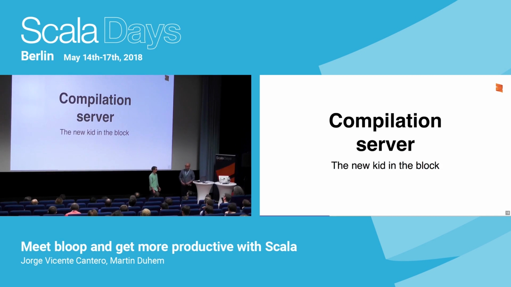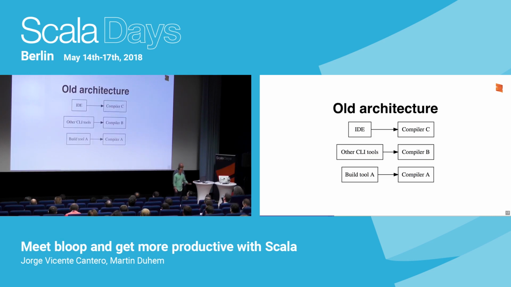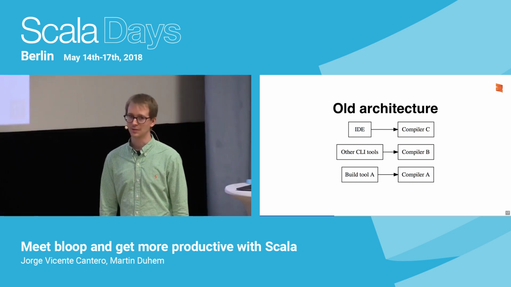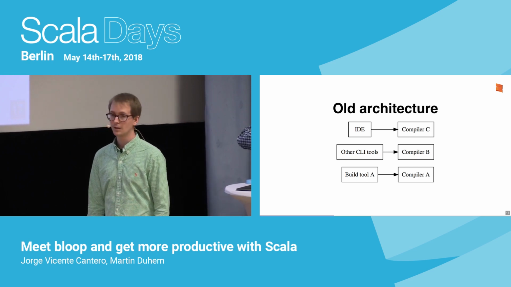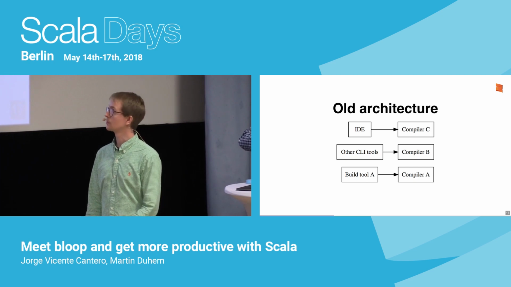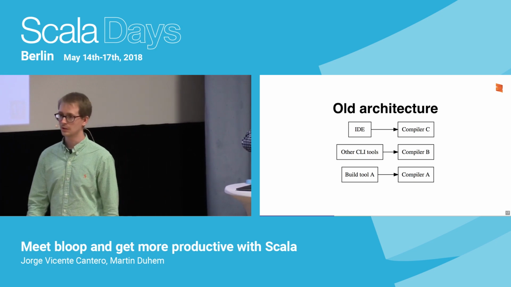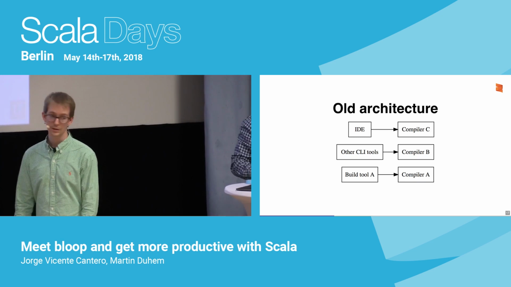And that's how we got the new compilation server that we want to push around, which is what we call the new kid on the block now. This is the old architecture that we had, where you had your IDE using one compiler with some glue code to talk to it, other CLI tools that you would use, they also talk to one compiler, and your build tool is also using, with some glue code, one instance of the compiler.